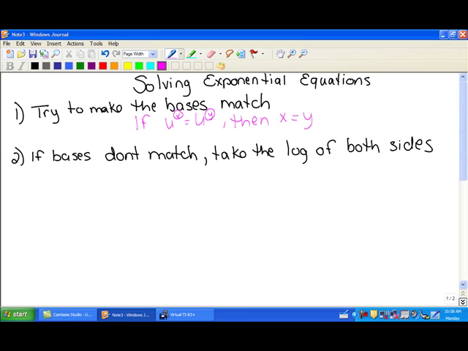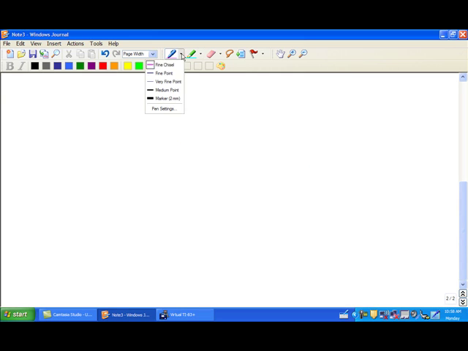If the bases don't match, you're going to have to take the log of both sides, because we have the exponent property that says if we have the log of a number to a power, we can pull that power down in front of that logarithm, and that will get rid of the exponent that way. Let's jump into an example.